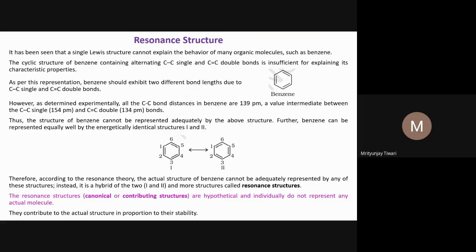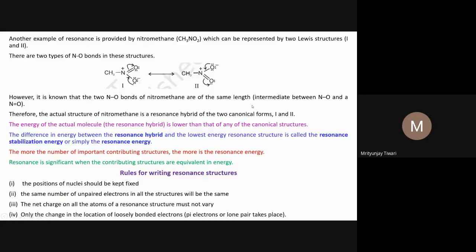Then the next effect is the resonance effect, and this resonance effect we will study in our next class. Before the resonance effect, we will study the resonance structure. What does the resonance structure mean? And once we understand the resonance structure, we will be able to understand the resonance effect, which we also call the R effect, or the mesomeric effect, or the M effect. Like what we have seen, minus I effect and plus I effect. Minus I effect is electron withdrawing effect, and plus I effect is electron donating effect.